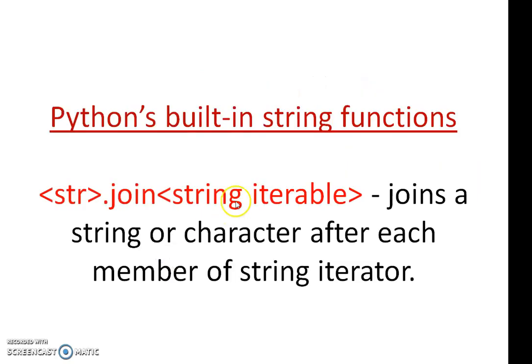Our first function is str.join, string iterable. This one is used to join a string or character after each member of the string iterable. If the iterable is a string, then the str is inserted after every character of the string.